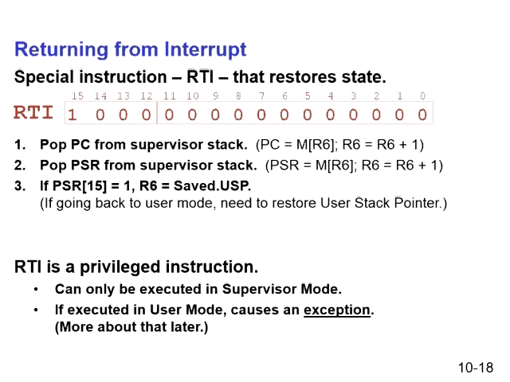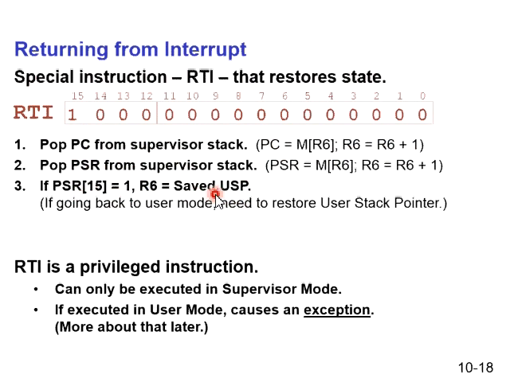How to return from an interrupt? We use RTI, of course, with opcode 1000. When we do it, we do some things. Firstly, we need to pop PC from the supervisor stack. And then we need to pop PSR from the supervisor stack, because you have to go back to the current program we are running. And we check if the privilege bit is 1.